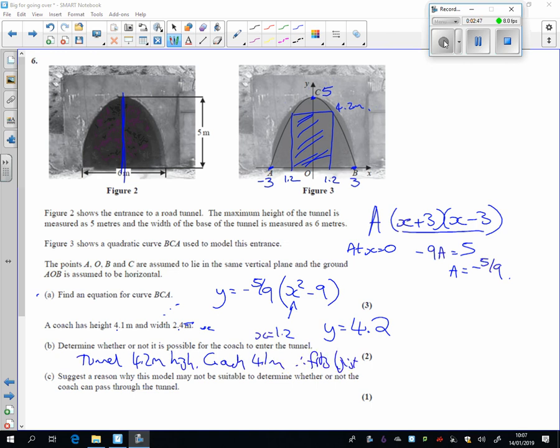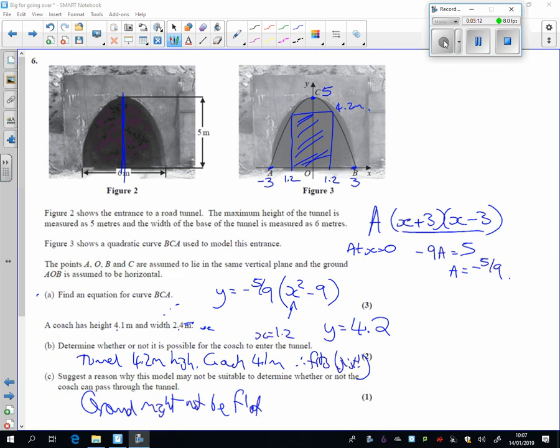You've got a 10 centimeters gap. Suggest a reason why this model might not be suitable. Well, I suppose the ground might not be flat. If the ground isn't flat, then that 10 centimeter gap is very, very close.